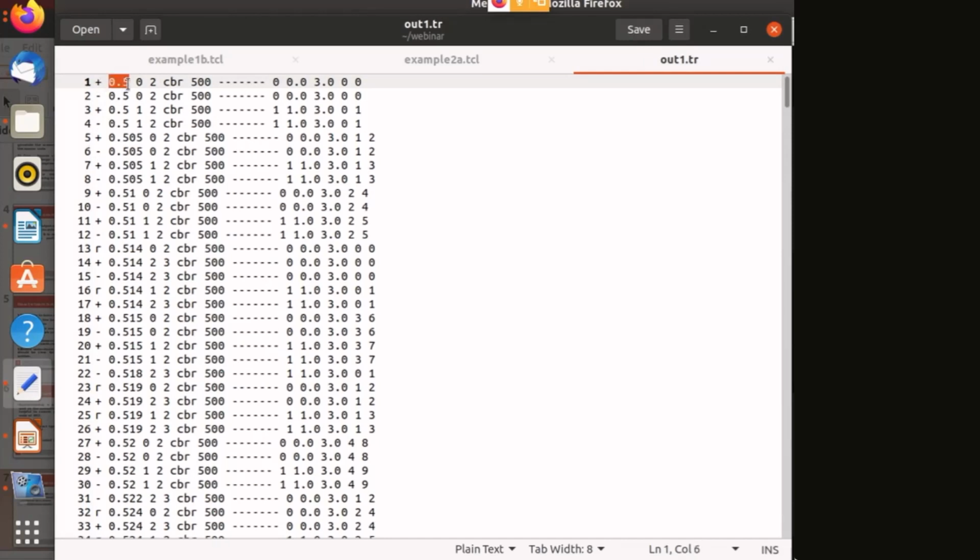The second column shows the time. The third column shows the sending node ID. The fourth column shows the receiving node ID, to whom the packet is getting transmitted. The fifth column shows the type of the data, which traffic type it is. It is CBR. Obviously we provided CBR only. This 500 shows the size of data. This 0 shows what?